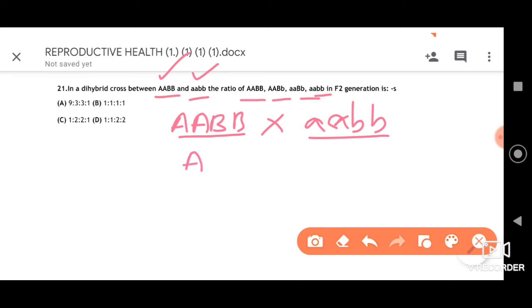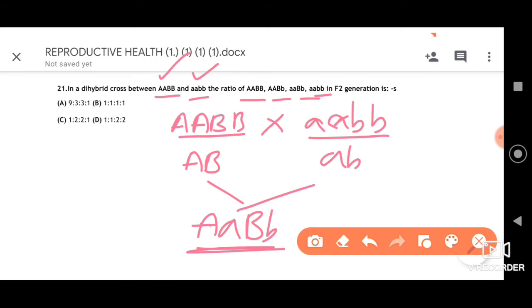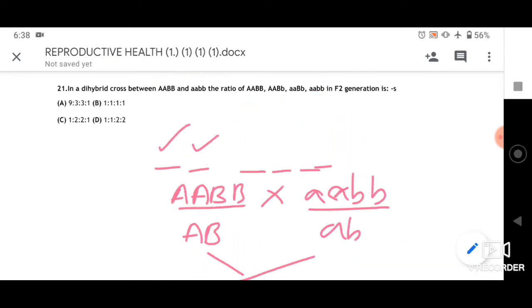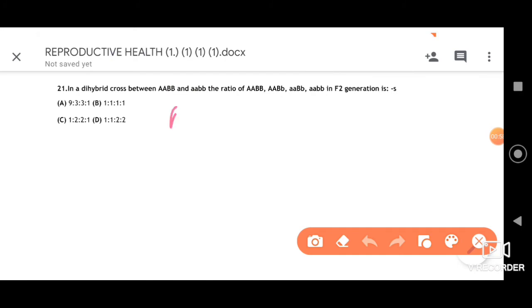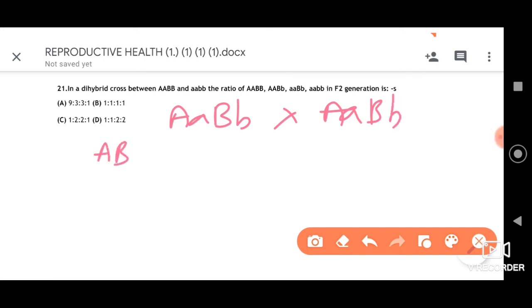So the gametes would be AB from here and ab from here, and when both fuse, the F1 generation would be capital A, small a, capital B, small b. And dear students, when this is self crossed, that means capital A, small a, capital B, small b into capital A, small a, capital B, small b, the gametes which you are going to get are capital A capital B, capital A small b, small a capital B, and small a small b.